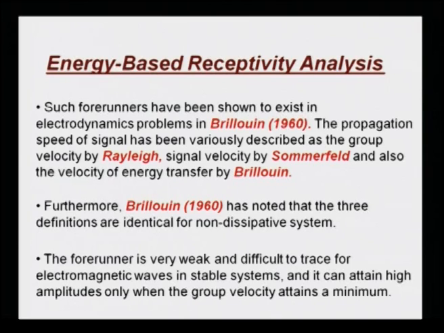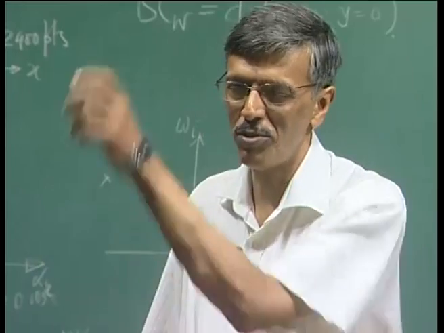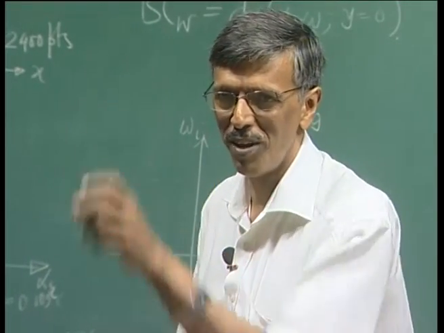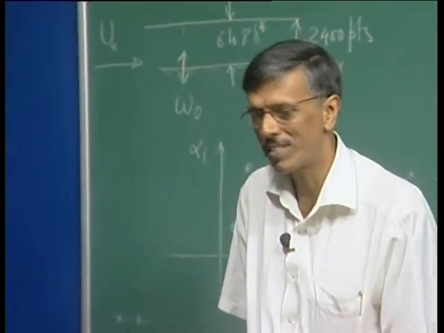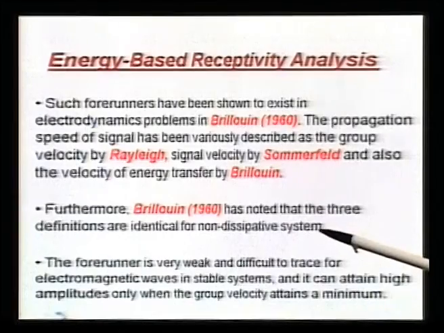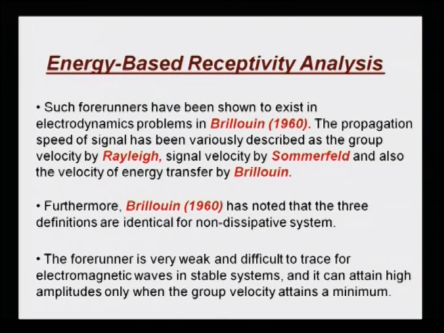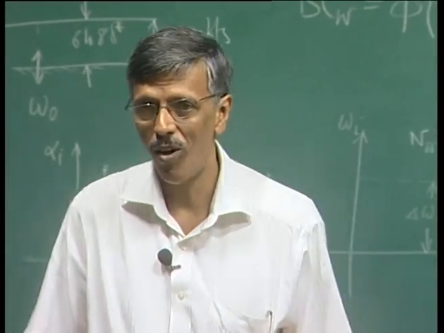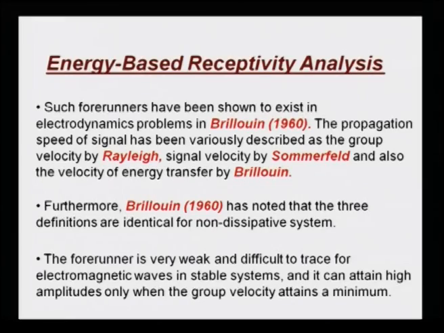Sommerfeld called it some kind of a signal velocity, okay? And Brillouin was the one who talked about energy propagation speed. That is why in the table you saw that we have made 3 columns: group velocity, signal speed and energy propagation speed. So, we want to basically figure out what this is. And Brillouin made a sort of prophetic statement that if you are looking at a non-dissipative system, all these 3 will be identical. But if you are looking at a dissipative system, they may not be.